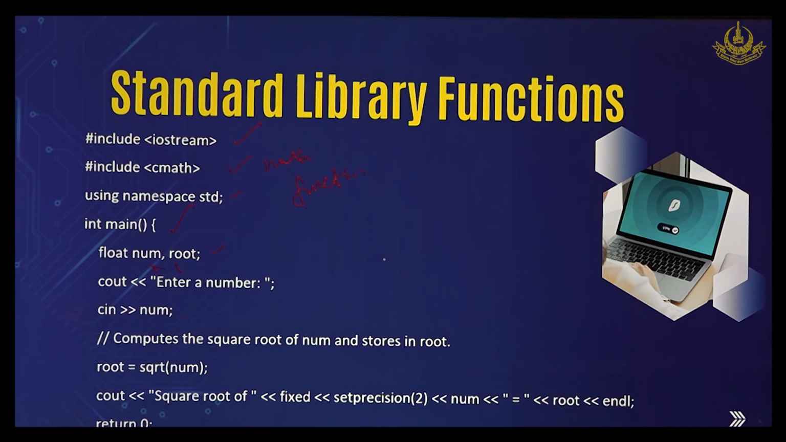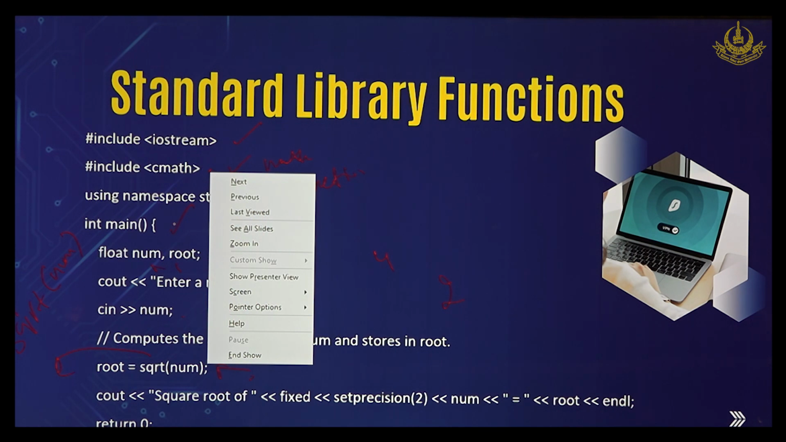For example, a user enters 4. If we take the square root of 4, we will get the value of 2. That is what is being calculated here. The most relevant thing in this slide is the function sqrt, which is being passed an argument num. This sqrt function belongs to the cmath library.